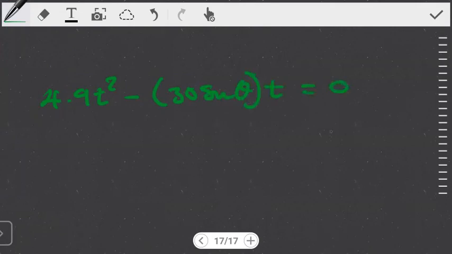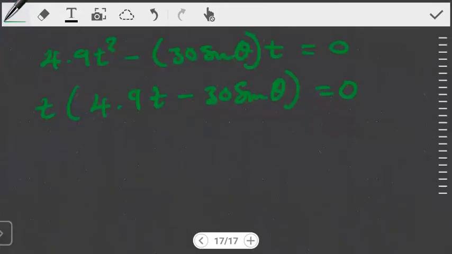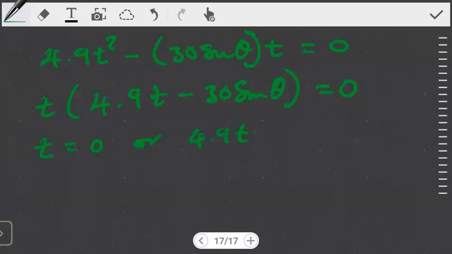From here, I can factor out t. This is a quadratic equation. I can factor out t. So now what I have is t, open bracket, 4.9t minus 30 sine theta, is equal to 0. What this means, from a mathematical point of view, is either t is equal to 0 or 4.9t minus 30 sine theta is equal to 0.